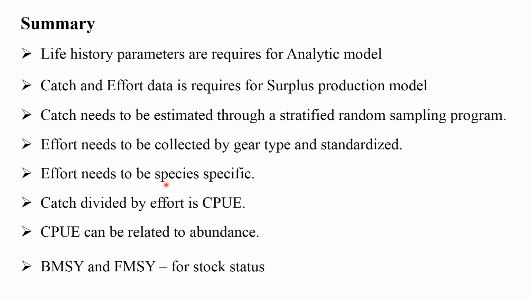And effort needs to be species specific, meaning you are collecting tuna by using different gears, and you are collecting pelagic fish by using the gill net. So effort is species specific. And catch divided by effort is the CPUE. It is also a proxy for abundance. And BMSY and FMSY are required to estimate your stock status. So this is all about the stock assessment, part 2.